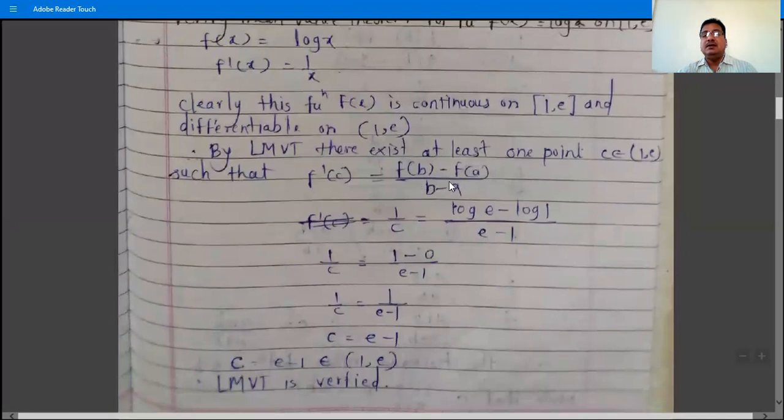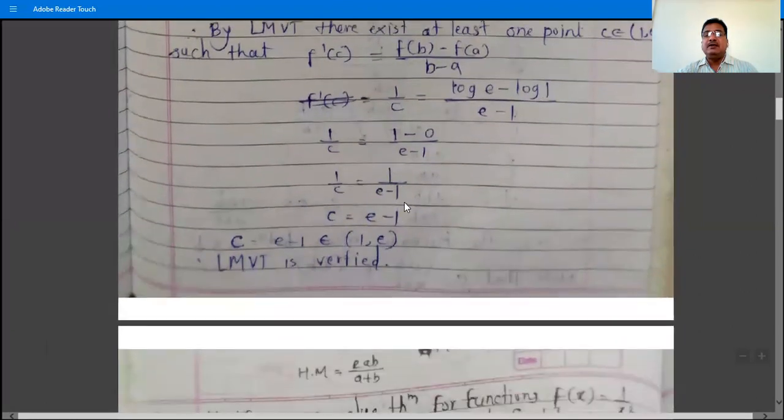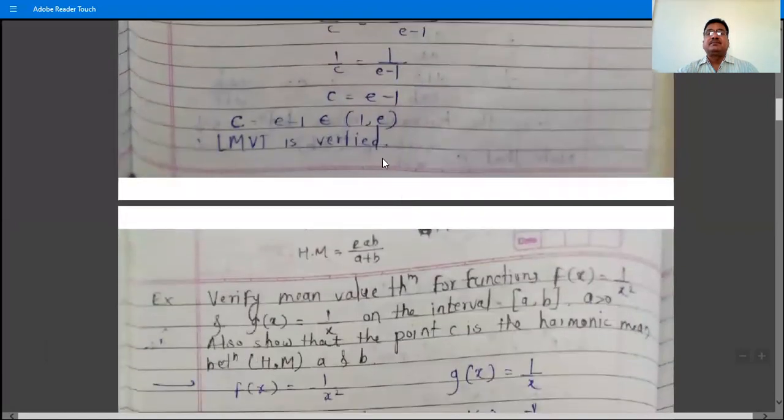b is e and a is 1. So in this interval [1, e], a is 1, b is e, and then 1 by c is equal to log e, which is 1, minus log 1, which is 0, divided by this. So 1 by c is 1 by (e - 1), c is e minus 1, and c equal to e minus 1 belongs to this open interval (1, e). We have only one value of c, and that belongs to (1, e), and therefore Lagrange's mean value theorem is verified.